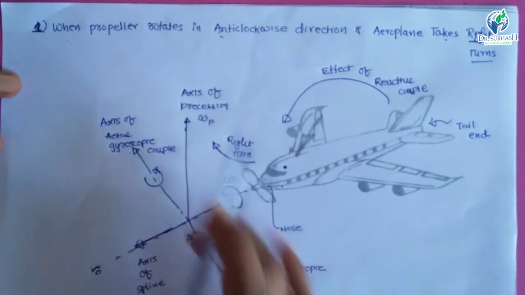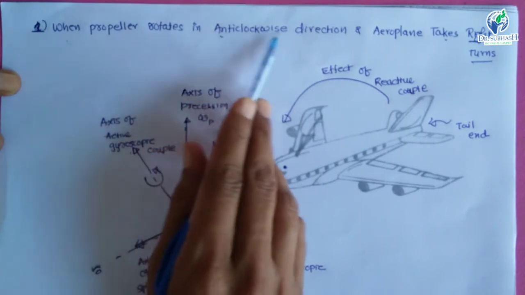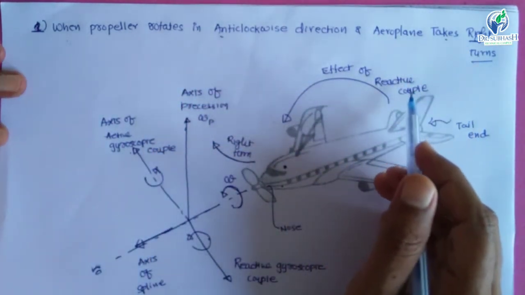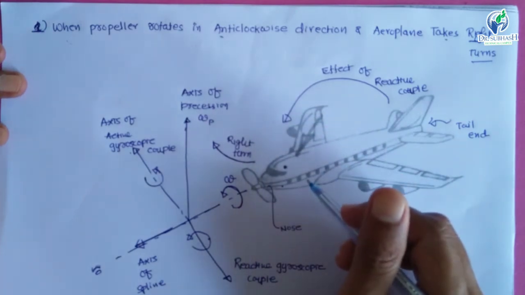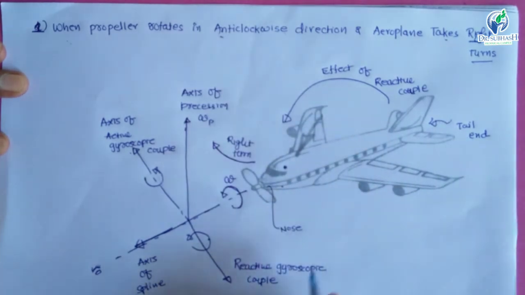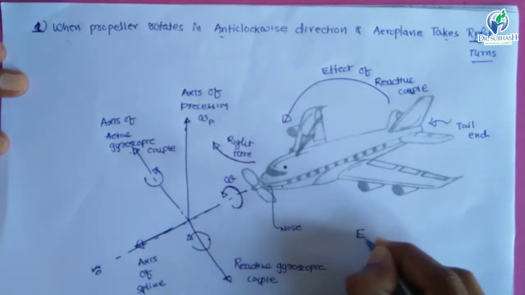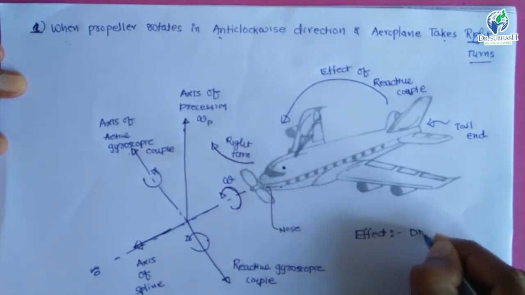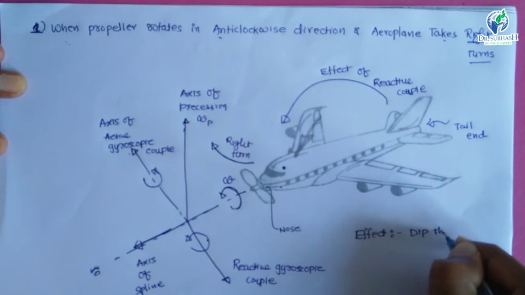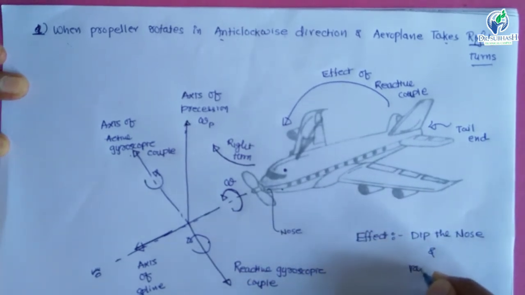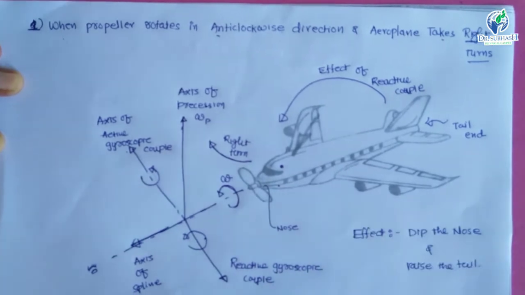So we can say that when the propeller rotates in anti-clockwise direction and the aeroplane takes a right turn, then the nose of the aeroplane will dip and the tail end will rise. Okay, so what will be the effect of this gyroscopic couple? We can say that it will dip the nose and raise the tail. So this is the first case.